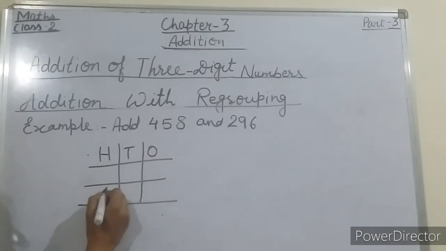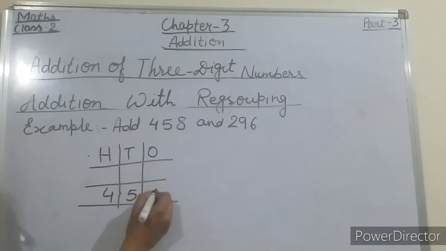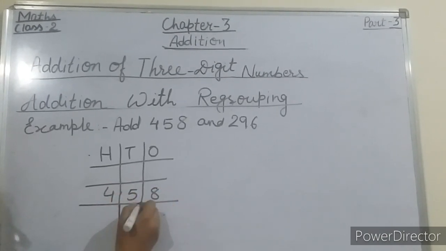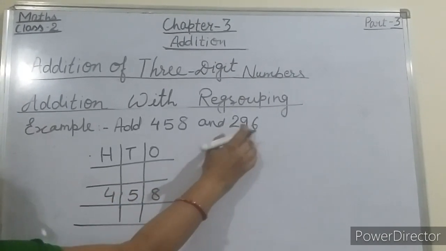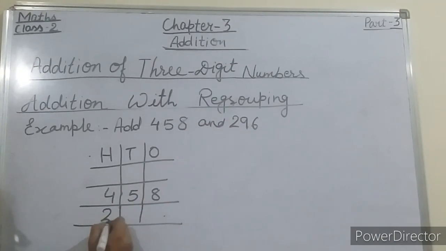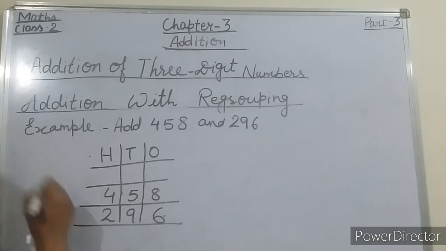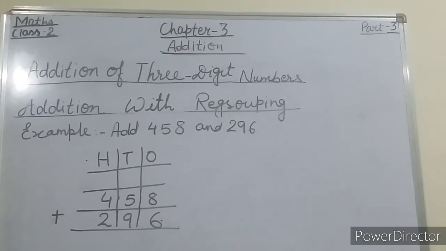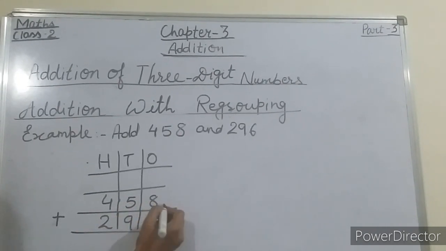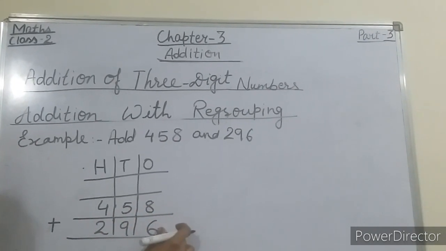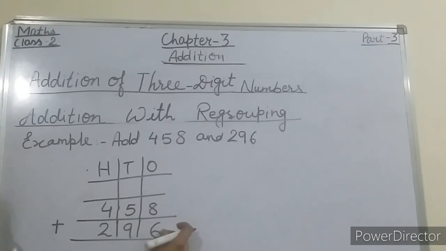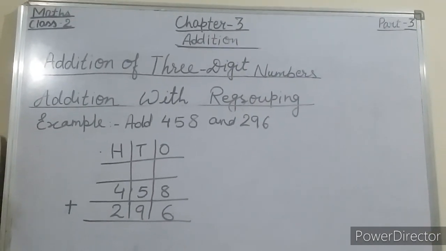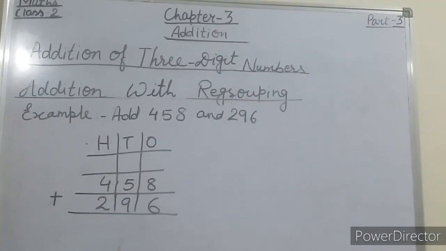Write these numbers. 458, so here we will write 458 and 296. What we have to do? Yes, we have to add these numbers. So add the ones, that is 8 plus 6. So 8 plus 6 is equal to, students, 8 plus 6: 9, 10, 11, 12, 13, 14.